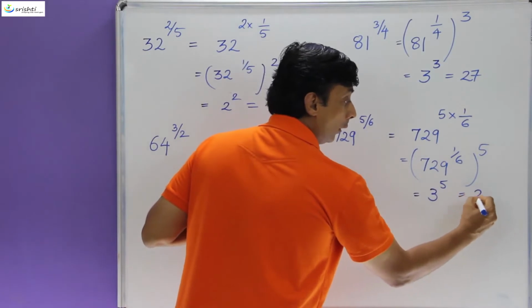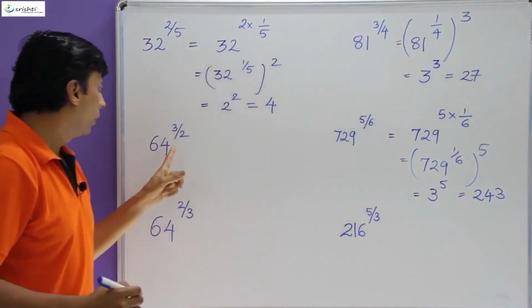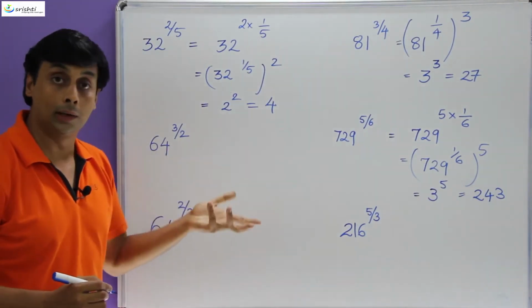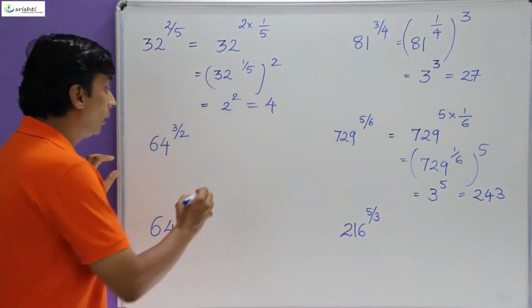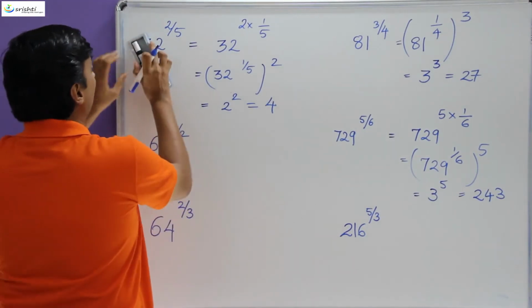So 3 raised to 5 is 243. Now 64 raised to 2 by 3. So now let me show you how to do this in a different way. If I prime factorize 64, I would get 2 raised to 6. So let me show you how it can be done.